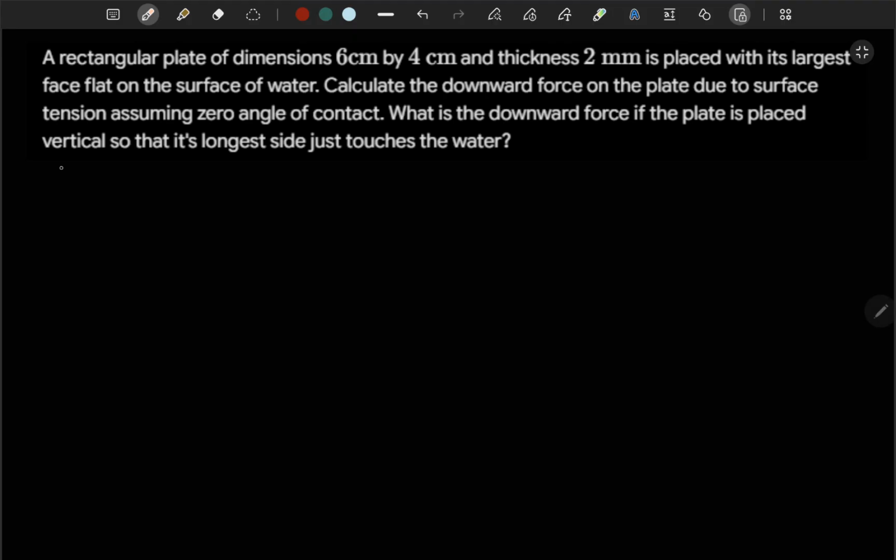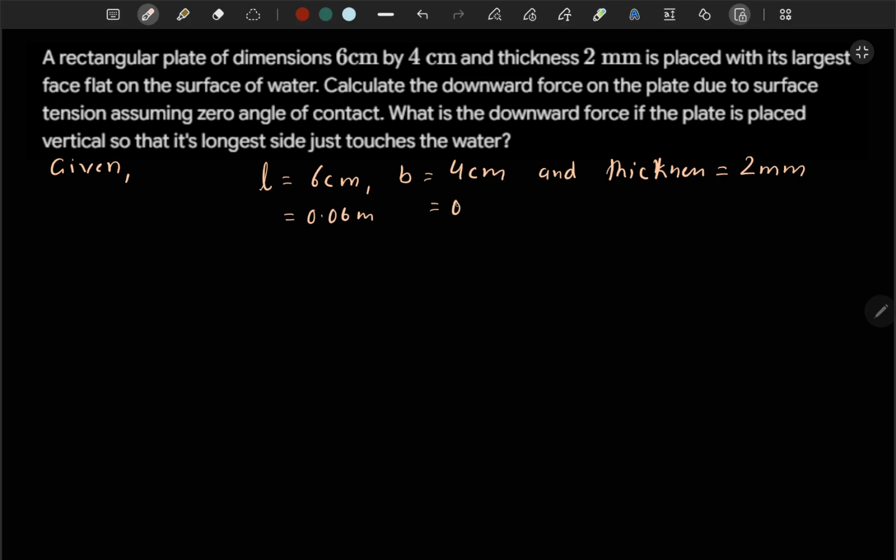So here we have a rectangular plate having length 6 cm, breadth 4 cm and thickness 2 mm. 6 cm is 0.06 meter, 4 cm is 0.04 meter, and thickness is 2 into 10 power minus 3 meter. Now we have two cases.